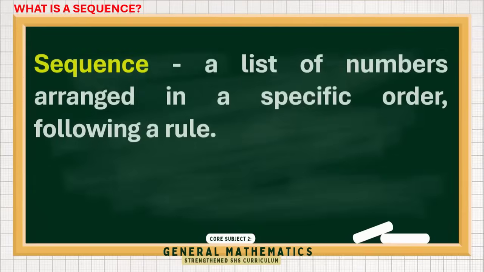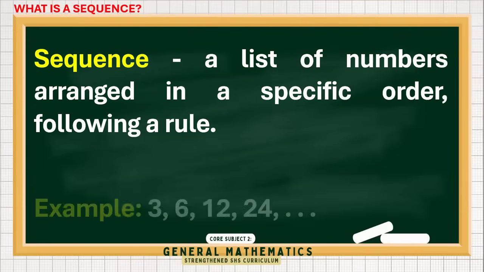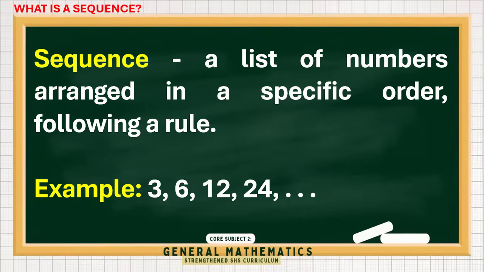A sequence is a list of numbers arranged in a specific order following a rule. An example of this is 3, 6, 12, 24, and so on. The three dots here indicate an ellipsis, and it indicates continuity among the numbers.